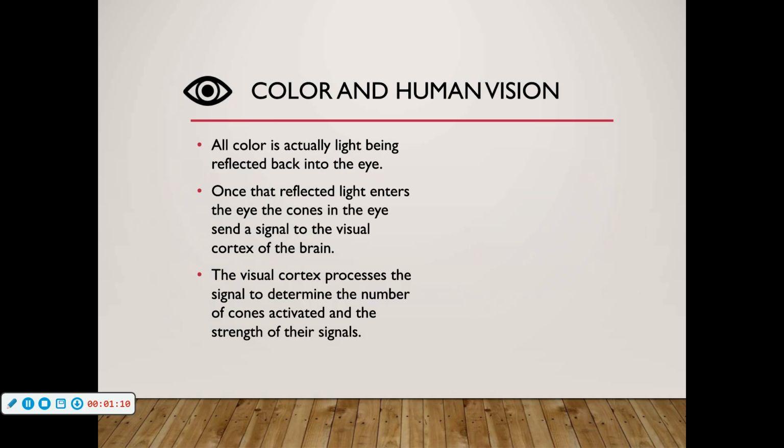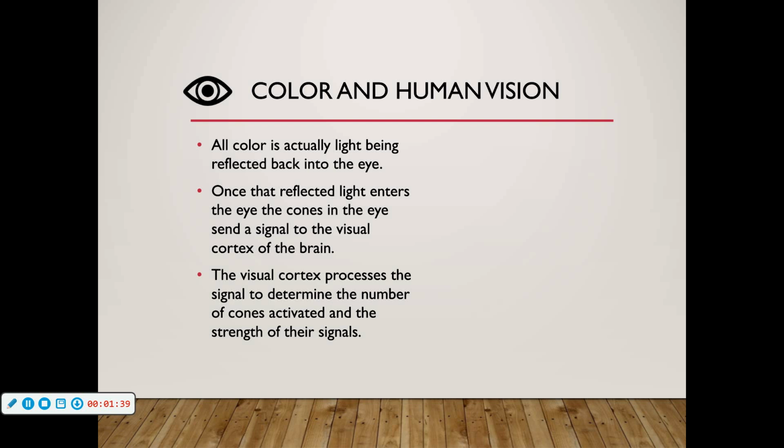All color is actually light being reflected back to the eye. That's the most important thing to understand about color, that it is not that any given object is emitting that color. It is that light is hitting that object, and whatever bounces back to your eye is what signals to your brain that the object is that color.